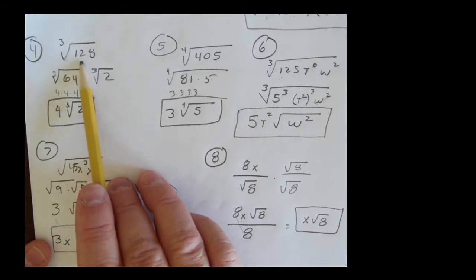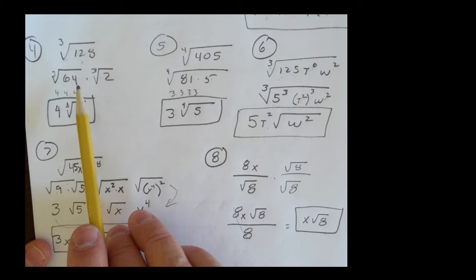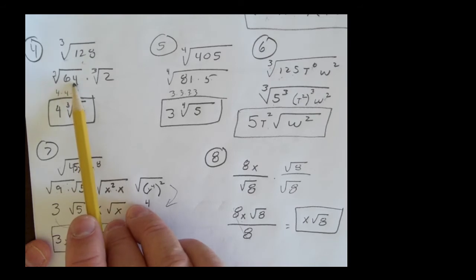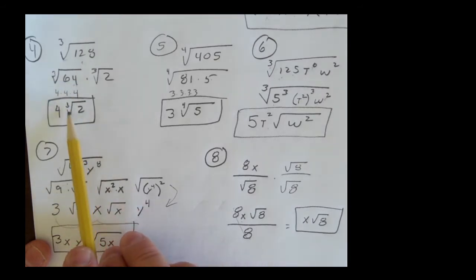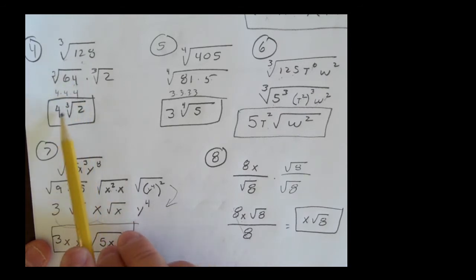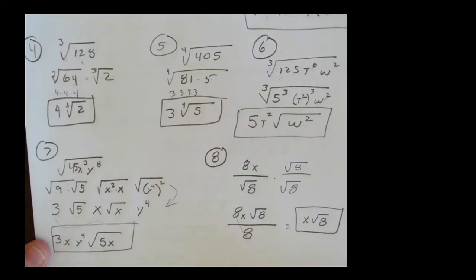Cube root of 128. So we're dealing with, what are our perfect cubes, not just our perfect squares. And 64 is a perfect cube because 4 times 4 times 4 is 64. So we can take that out, and it's 4 times the cube root of 2.